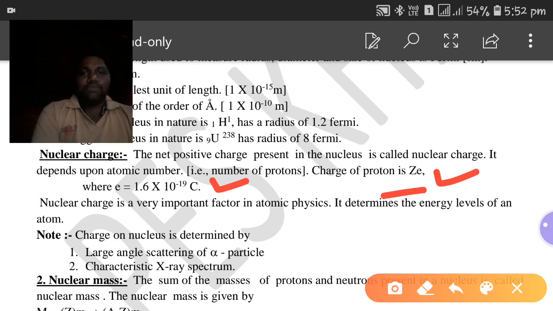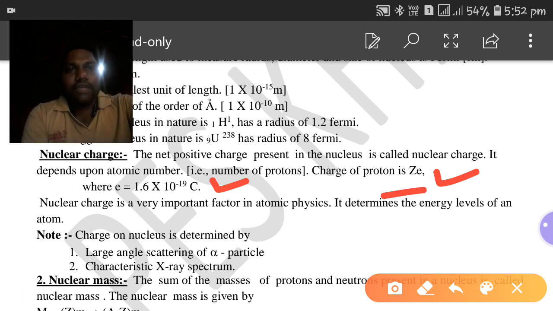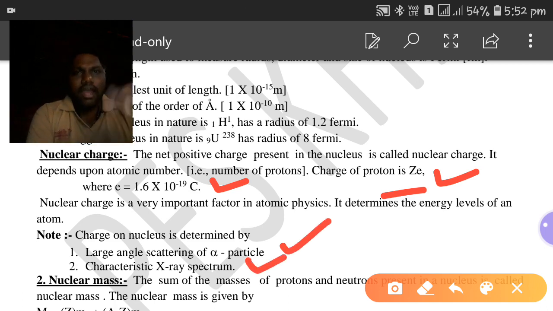Nuclear charge is a very important factor in atomic physics. It determines the energy levels of an atom. So to determine the energy levels of an atom, this nuclear charge is very important. To know the nuclear charge, we use certain procedures, such as the alpha scattering method or the X-ray spectrum. These are higher concepts, and I am not going to discuss all these things.